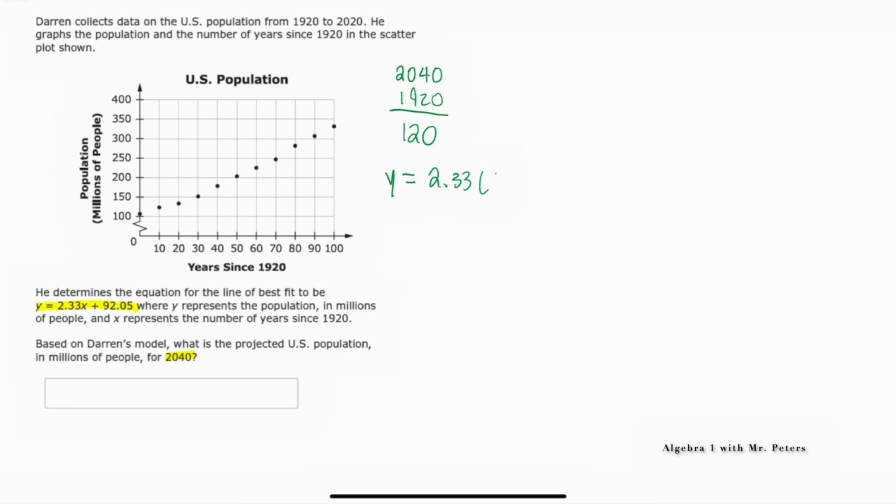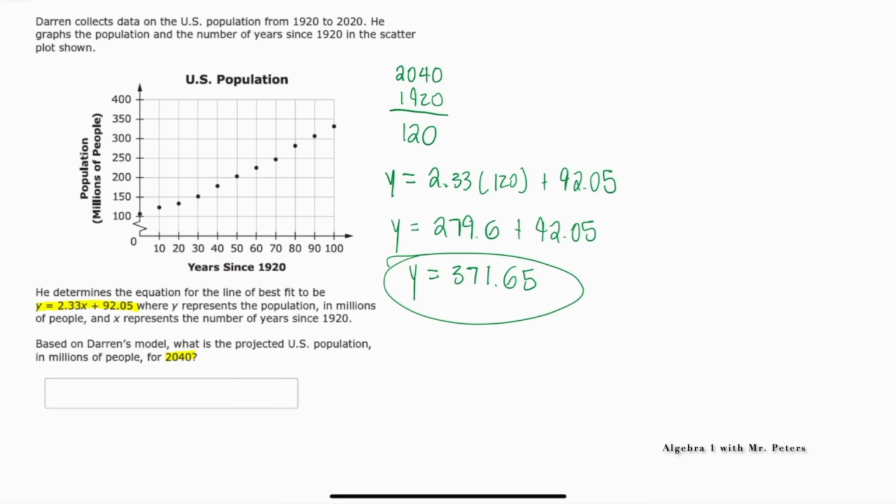So once we simplify, or we plug in, I should say, this is what the initial equation is going to look like. Then when we simplify one step further, we're going to get 279.6 plus 92.05. And once we add these two together for our final answer, we're going to get y is equal to 371.65 million people. So this is going to be the projected population in 2040.